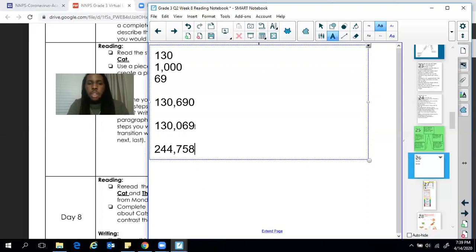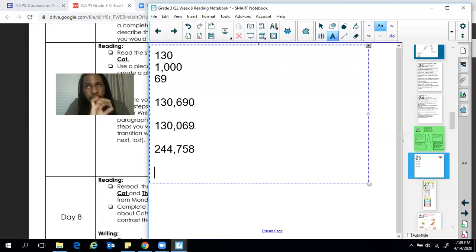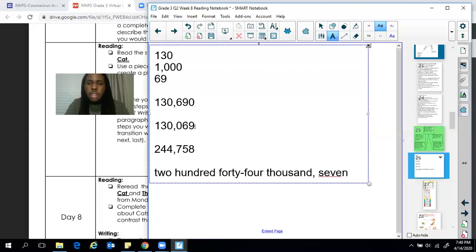I have 244,758. So friends, say it to yourself over and over again and think about how those numbers are represented using words. So 244,000, and then I put my comma in my word form as well. 758.